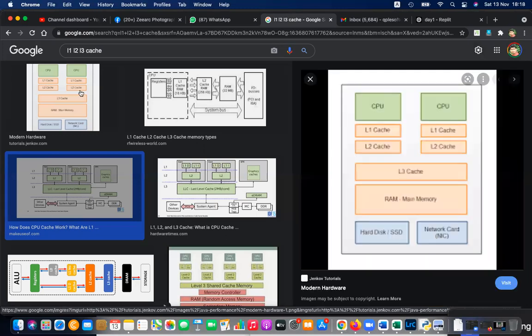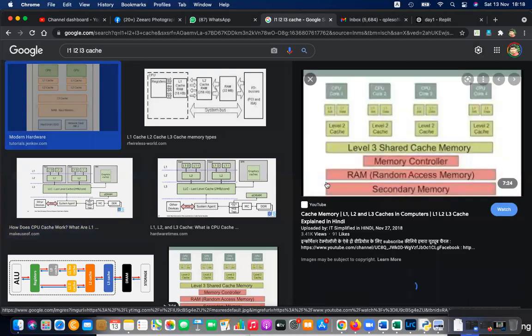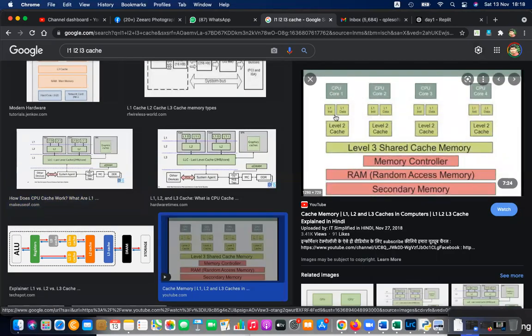Here you can see the cores have dedicated L1 and L2 caches, but the L3 cache is shared by all cores. Here is another image showing the same thing. Core 1, L1 data and instructions. Core 2, L1 instruction and data. Core 3 and core 4 likewise have L1 instruction and data. L2 is basically shared, and L3 is shared among all cores. But this is external to the core, external to the processor.